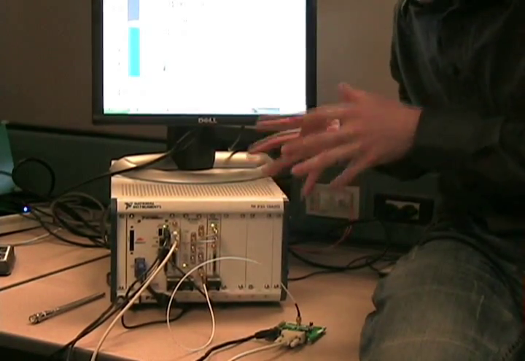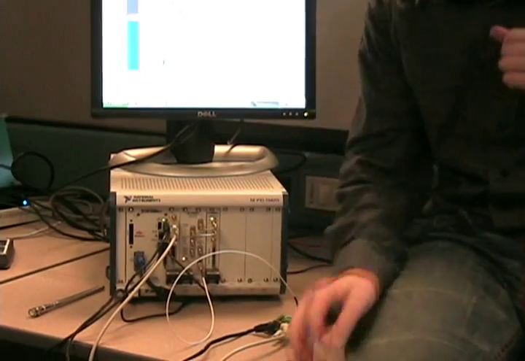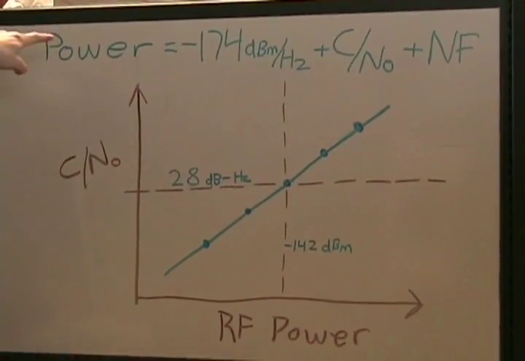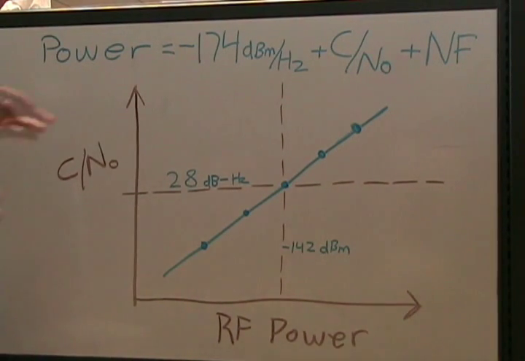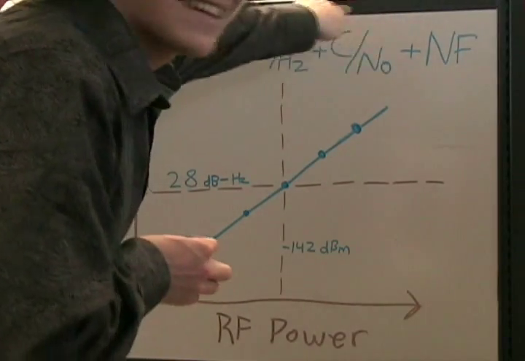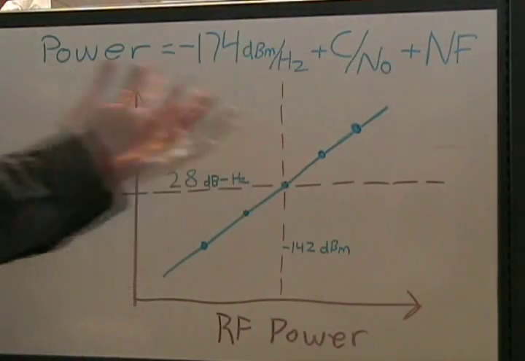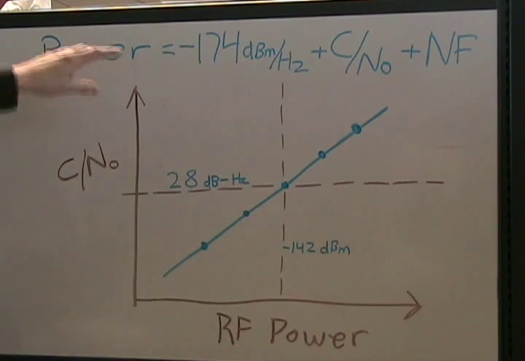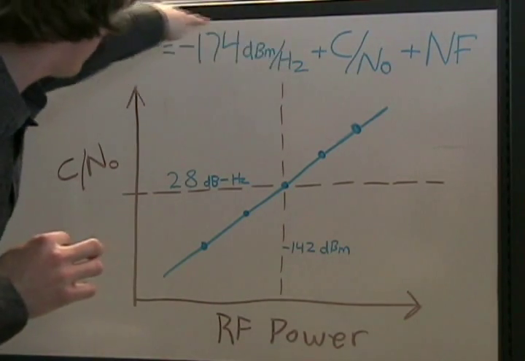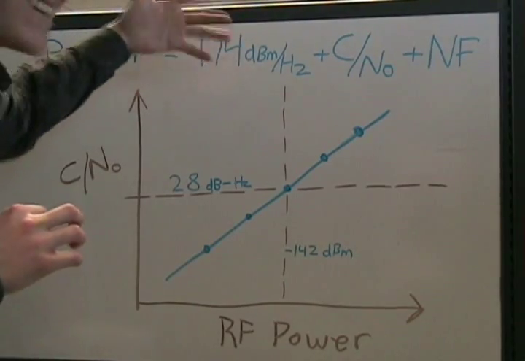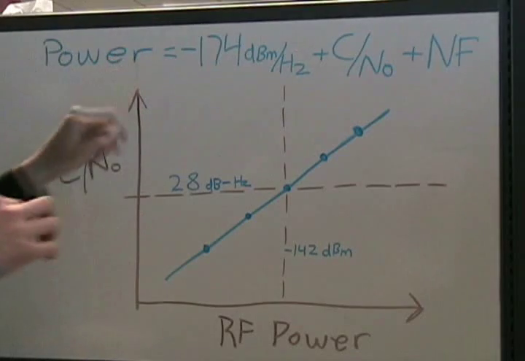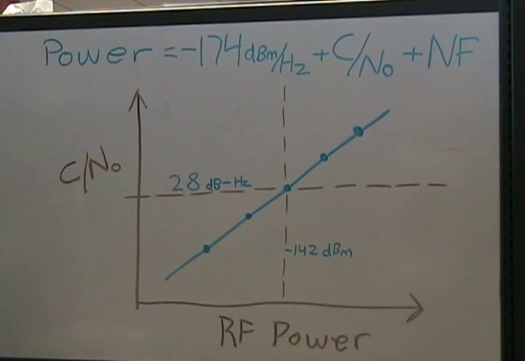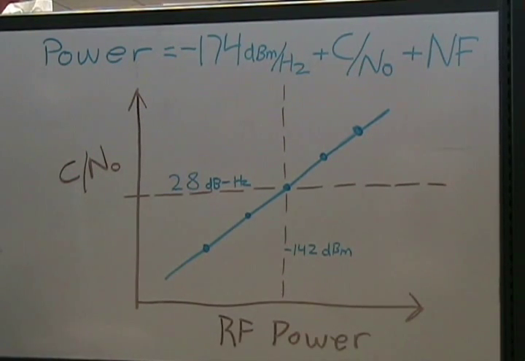Now, to explain sensitivity, we're going to look at a little bit of theory on the board. What I've shown here is that the RF power that we apply to our device under test will affect the carrier-to-noise ratio that we read back from the receiver. So we can see that power equals negative 174 dBm per hertz, that's the thermal noise floor, plus carrier-to-noise ratio, plus noise figure. Now, this receiver has a noise figure of about 4 dB with the front end I have on it.